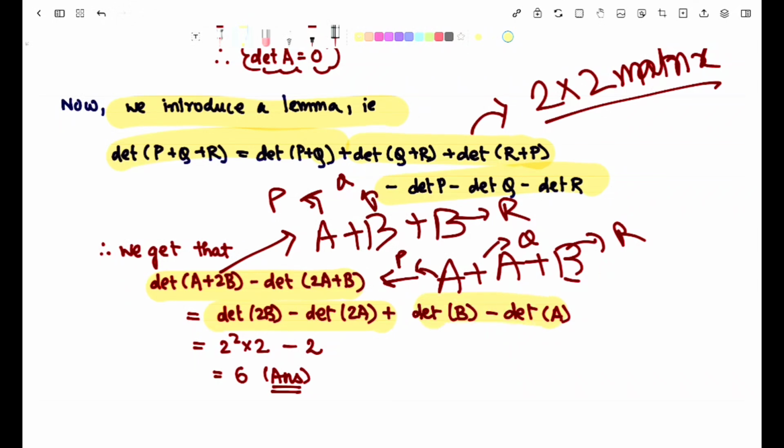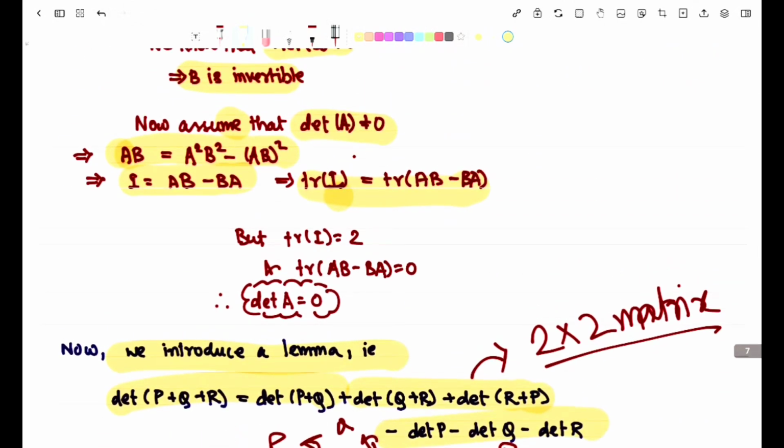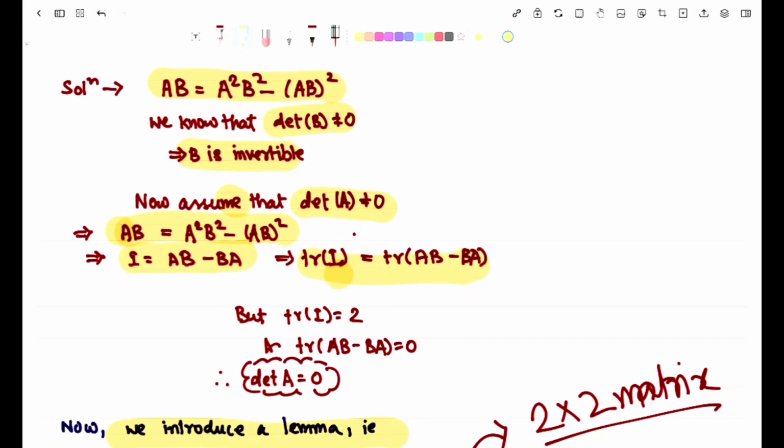And now basically if it is a 2 cross 2 matrix, then the determinant of 2b will be equal to 2 squared times the determinant of b, so that is 2 squared into 2 minus 2, that is the determinant of b, so that is equal to 6. And as the determinant of a, we assumed it as not equal to 0, then we arrived at a contradiction, so therefore the determinant of a must be 0, that is for sure, right?